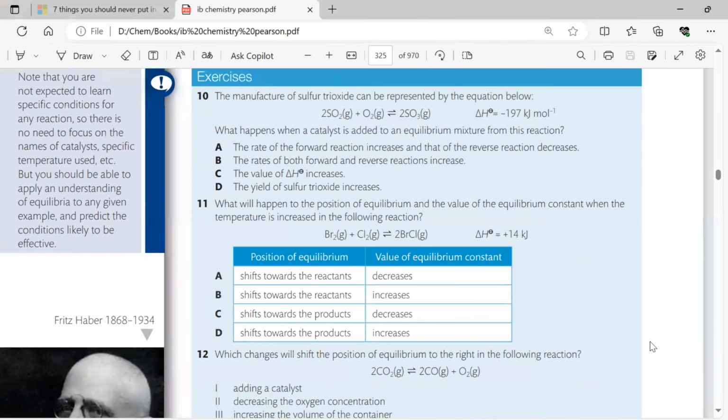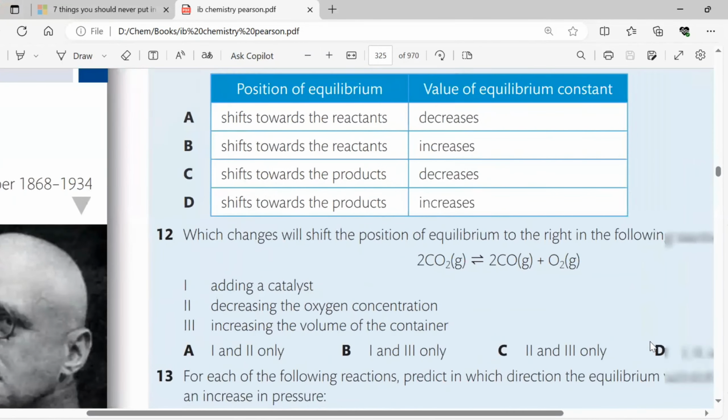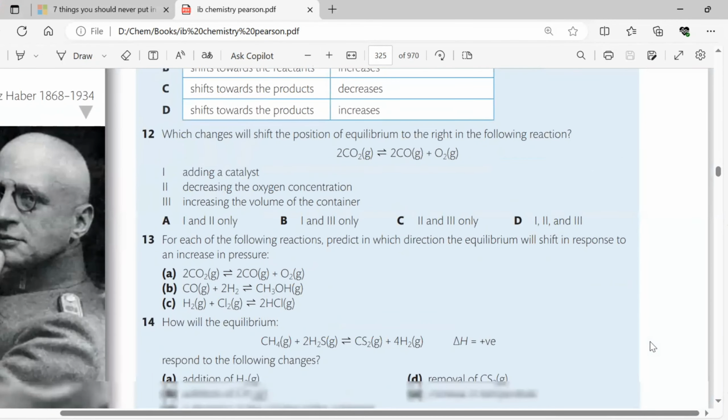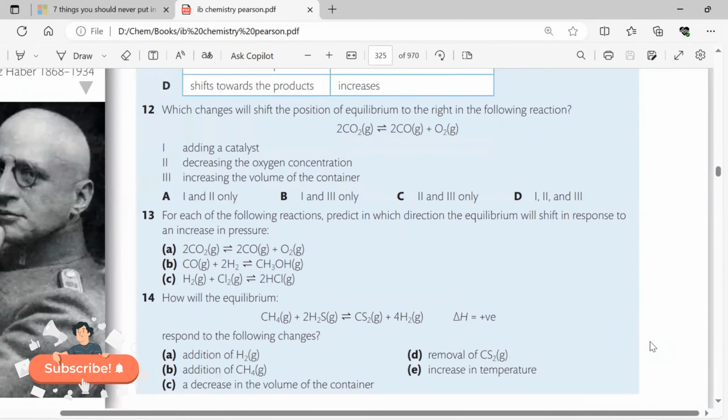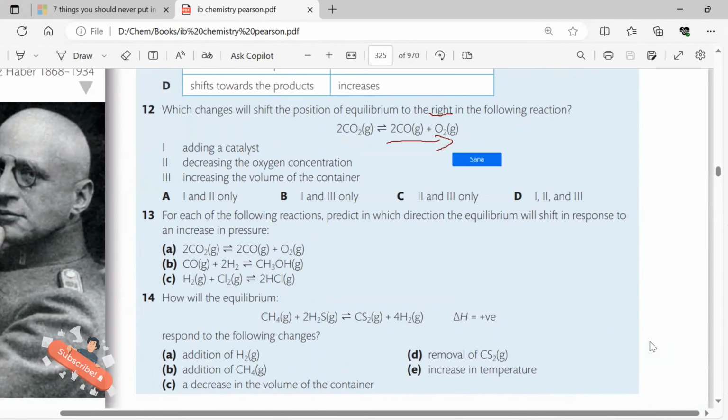So this was all about what? Now tell me this thing. Question number 12. Which changes will shift the equilibrium to the right? Adding a catalyst? No. Decreasing the oxygen concentration? Yes. Increasing the volume? Yes, because there are 2 moles here. We'll be shifting the equilibrium to the right.